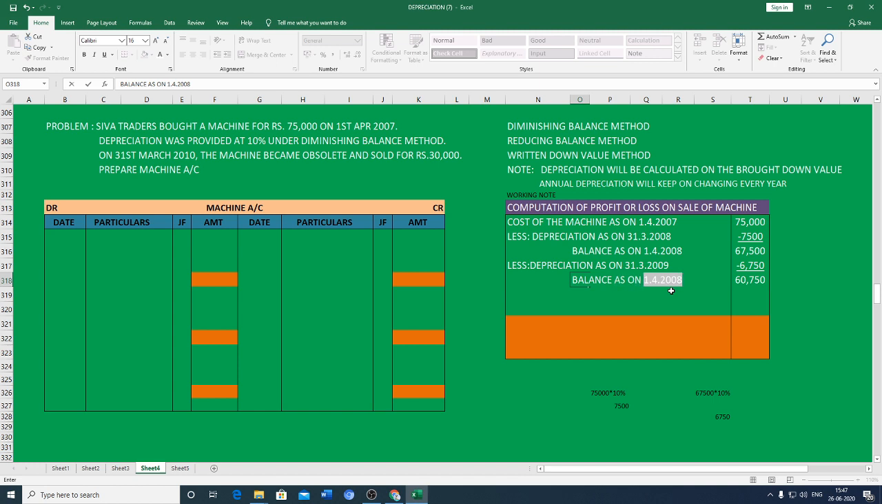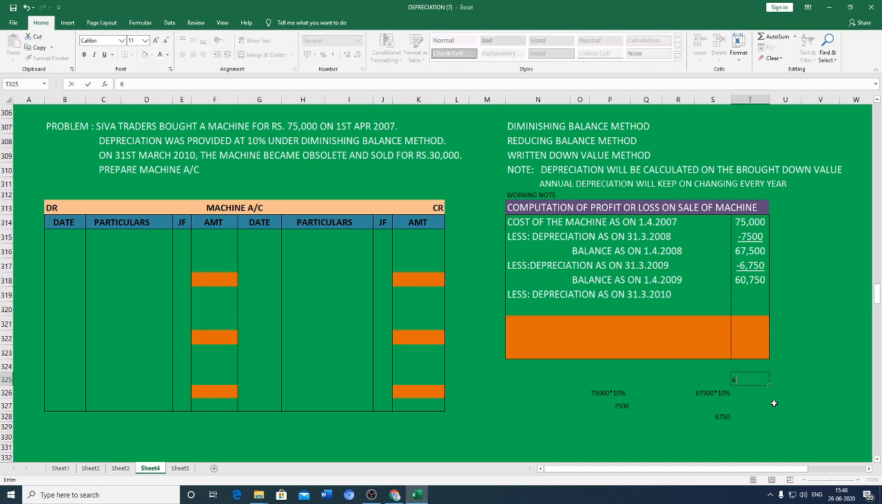So balance as on 1/4/2009. It is beginning of next financial year. So again in the same way, less depreciation as on 31st March 2010. This is one more financial year. This is first financial year, this is second financial year, this is going to be third financial year. So in this third financial year, what is the depreciation?